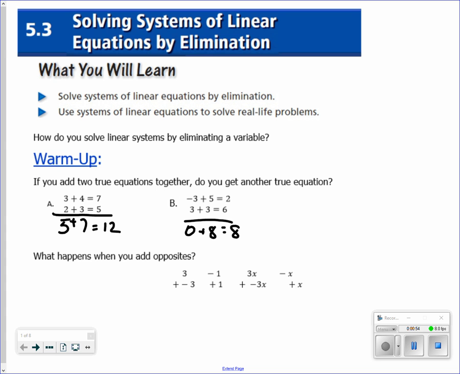And this is very important. These are referred to as opposites. And so what's going to happen is anytime you have opposites, you'll always get 0. Like 3 and negative 3 will be 0. And negative 1 and positive 1 would be 0. Negative 3x and positive 3x would be 0. So notice those are opposites that have variables. And negative x and positive x would also be 0. So again, anytime you have opposites, and the goal with elimination is to have opposites.